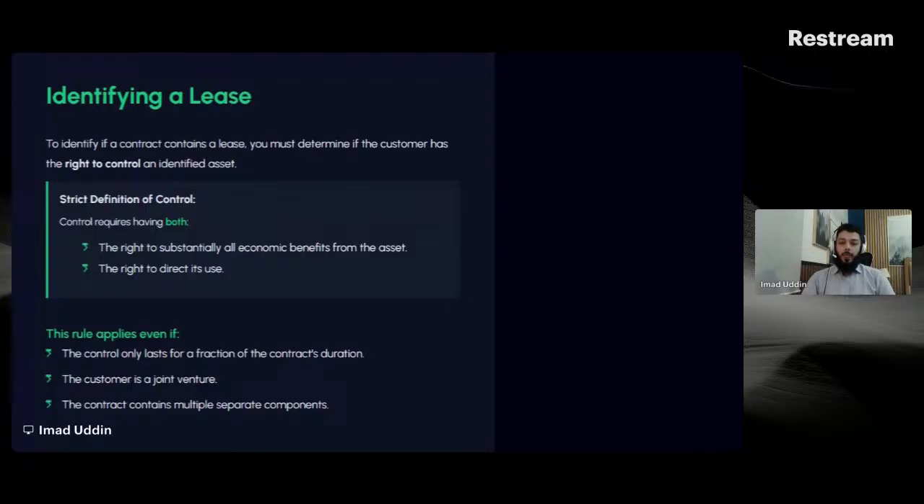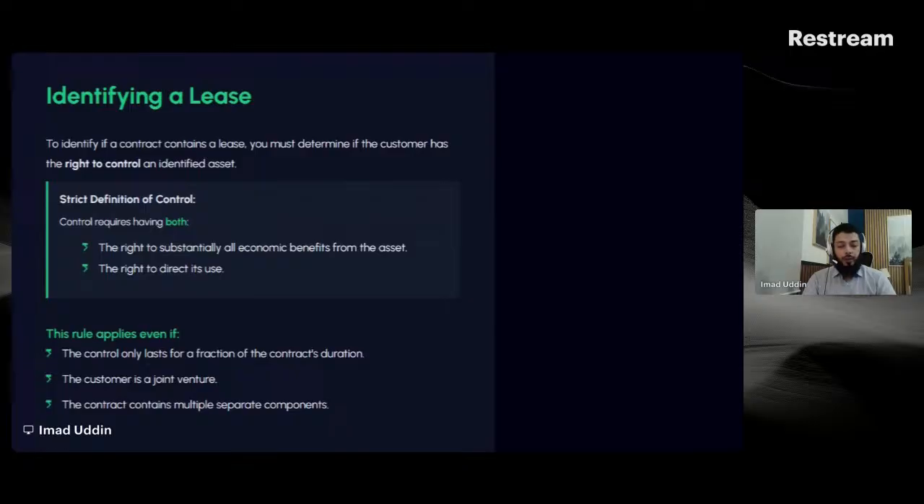There are certain edge cases we will also talk about. For example, if the control lasts for a fraction of a contract duration. If I can use an asset for 10 years, but I have the right to all the economic benefits during the first 3 years, but after the first 3 years, during the next 7 years, even though I would be using that asset on and off, I would not have the right to use substantially all the economic benefits. In that case, I would not have control for the next 7 years, but for the first 3 years, I would have that control.